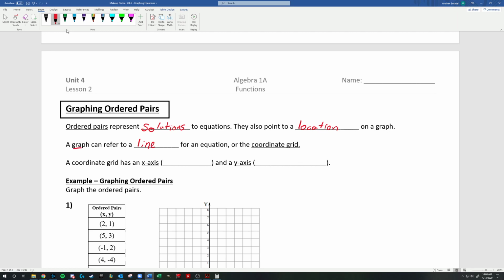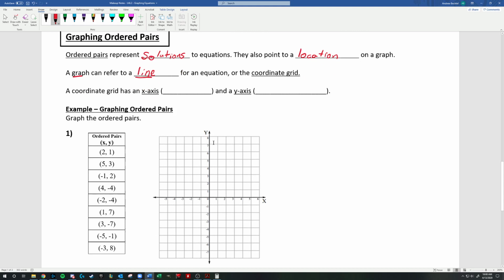For the most part, when I say graph, you should be thinking the points or the lines for an equation. This coordinate grid we see here can sometimes be called a graph or often graph paper, but is really just our workspace for a particular equation. A coordinate grid has an x-axis that goes horizontally. So this right here is the x-axis. And it has a y-axis, which goes vertical. It goes up and down.